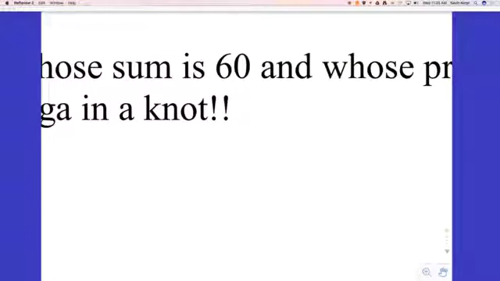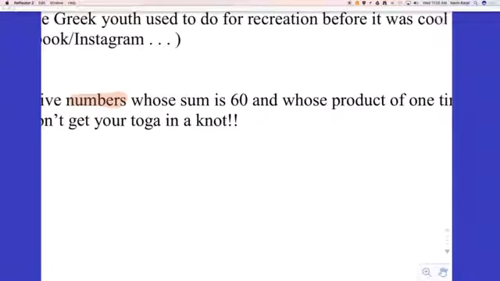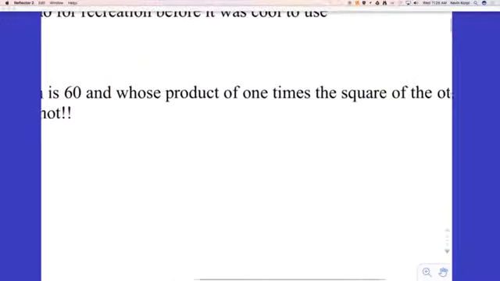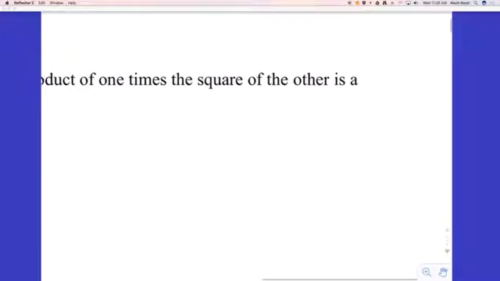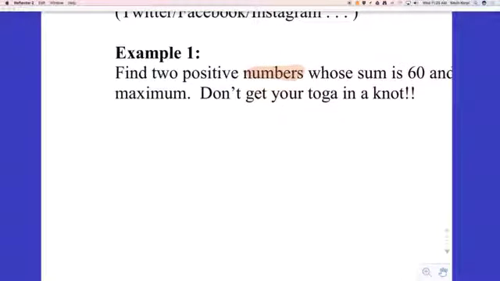Oh, that's easy, right? 16 and 14. Did I win? 1 and 59. Did I win? Well, there's a lot of numbers that add up to 60. So here's the constraint, right? Not so fast. Whose product of one of them times the square of the other one is as big as possible. Don't get your toga in a knot, okay?